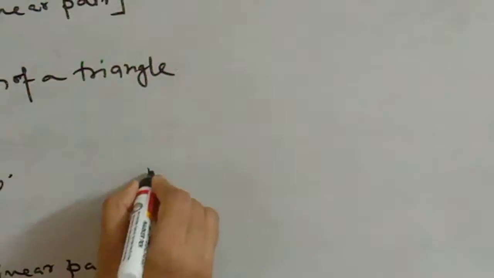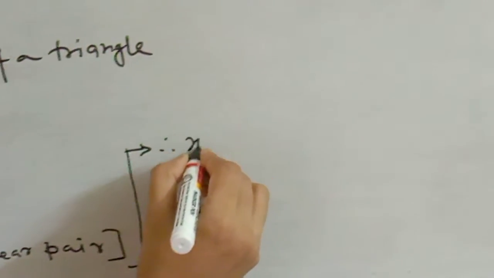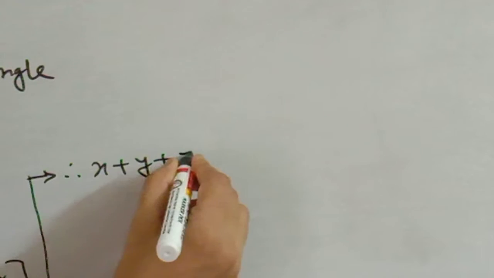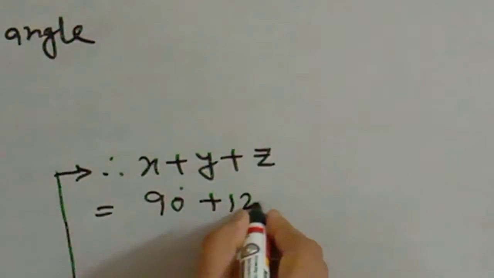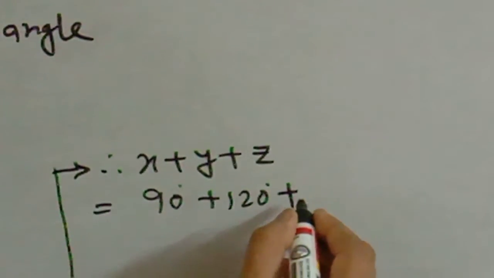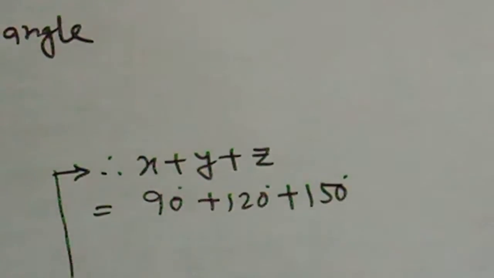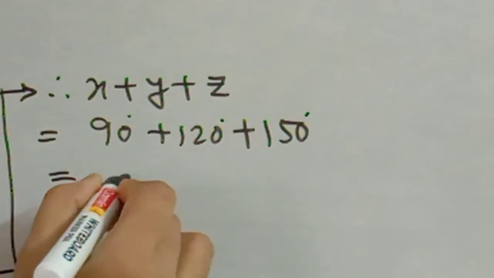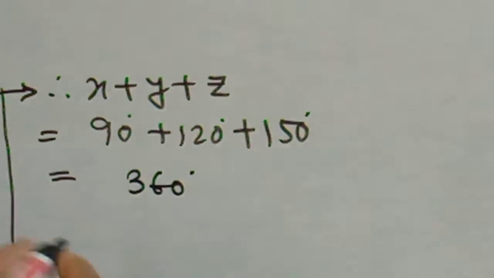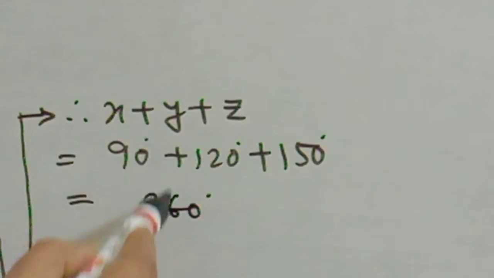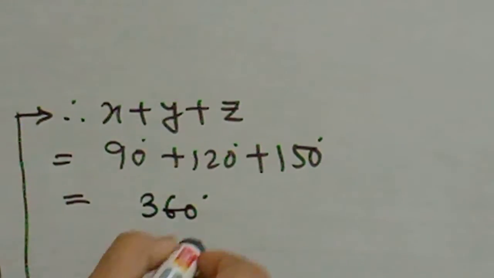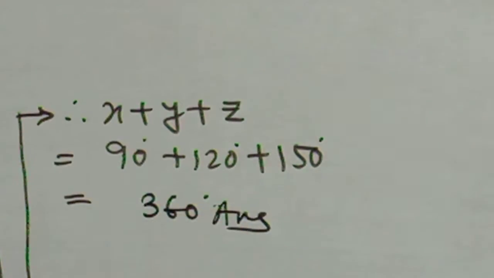Now you have to add these angles. Therefore x plus y plus z is equal to, value of x is 90 degree, value of y 120 degree, and value of z 150 degree. If you add these three, you will get 360 degrees. So what we can see, that the sum of the three exterior angles of a triangle, x plus y plus z, is equal to 360 degrees. Now come to the next sum.